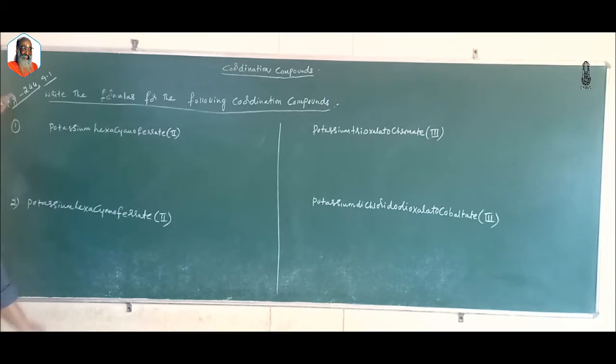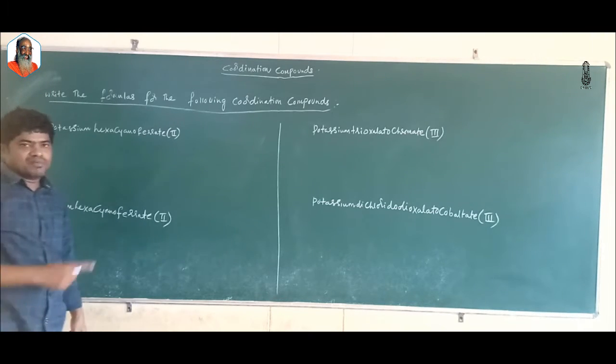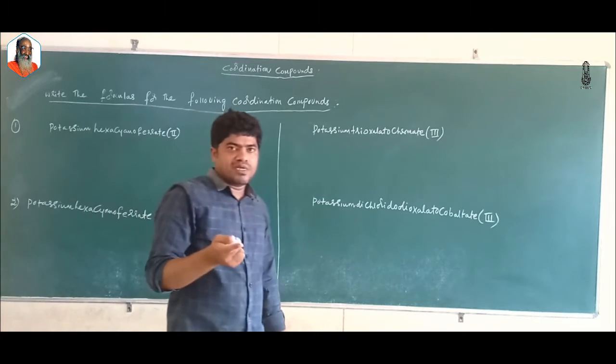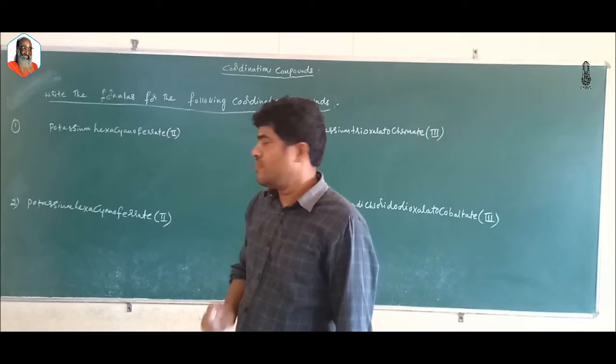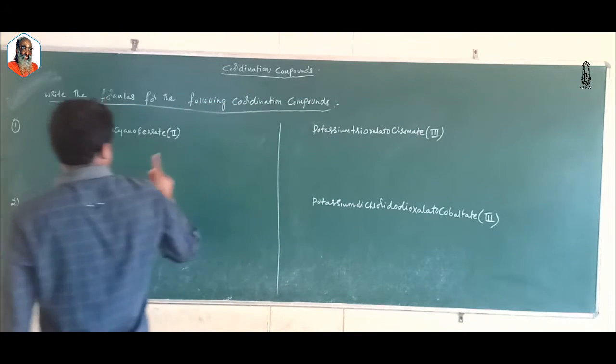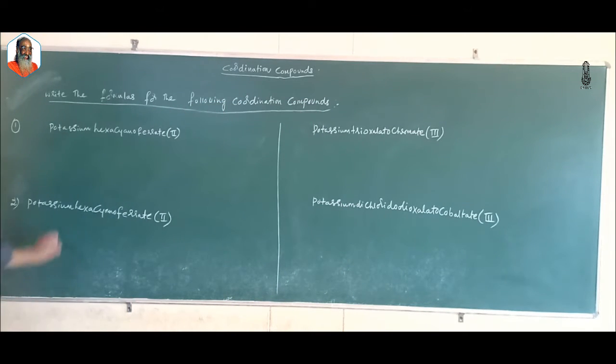Here some more examples we will be discussing. These are not on page number 244. The remaining 3 examples I have discussed. The remaining ones on page number 244, exercise 9.1, you have to do. Write the formulas for the following coordination compounds: potassium hexacyanoferrate(II).